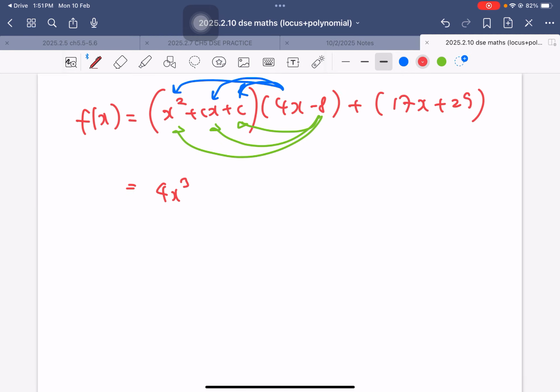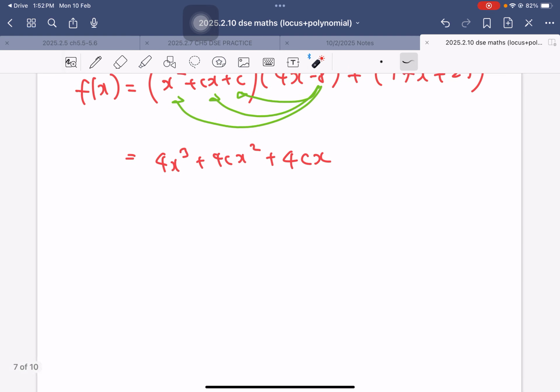And then 4x times cx gives you 4cx squared. Just combine the things together, so plus 4cx squared. Then we have 4x times c, which is 4cx. Now I have done all of the blue arrows, then I can do the green arrows. Negative 8 times x squared gives you negative 8x squared.